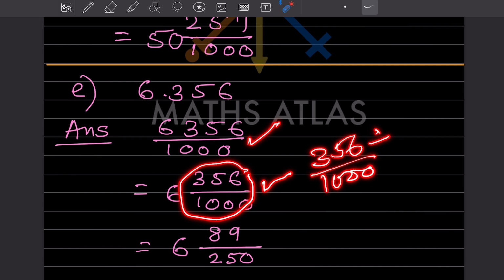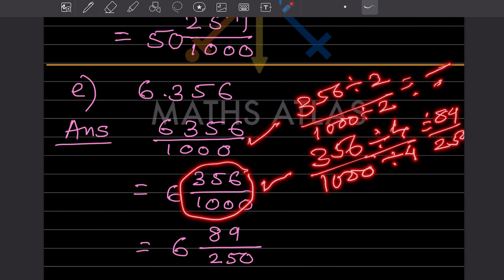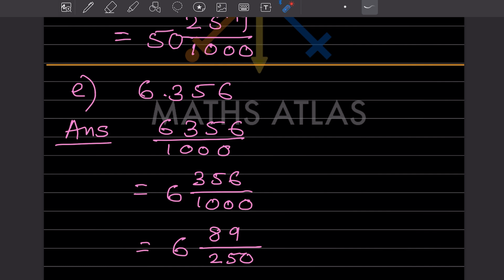So you can divide it by 4. Here also you can divide it by 4. So that you get 89 divided by 250. Or you can also do this: 356 divided by 2. If you don't know that you have to divide it by 4, first divide by 2, because these numbers are divisible by 2. Then you will get some number and again you divide by 2, and you get the same answer. So it depends, only the steps are going to change. So this is the final answer.